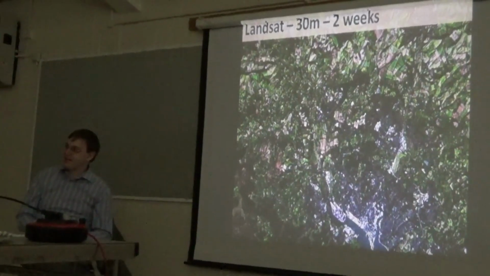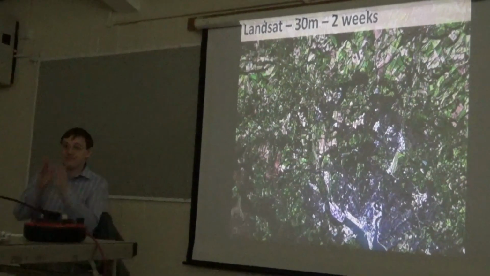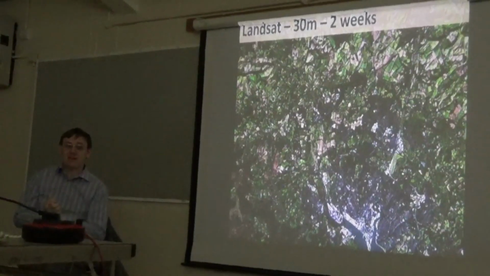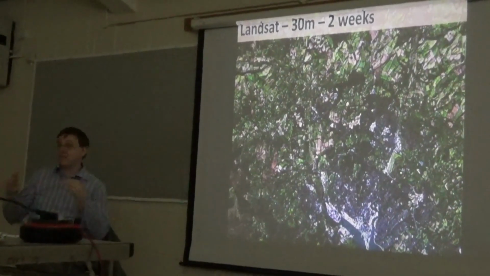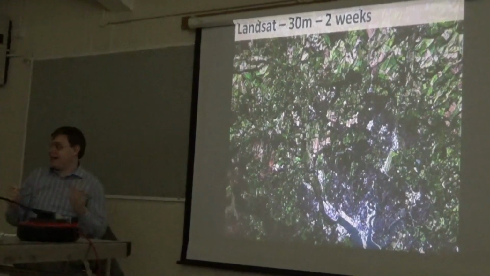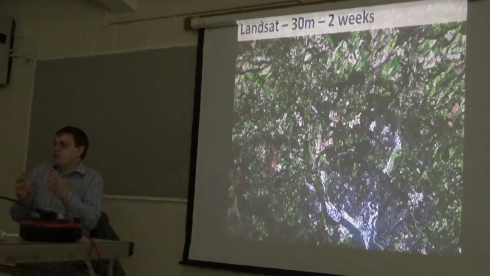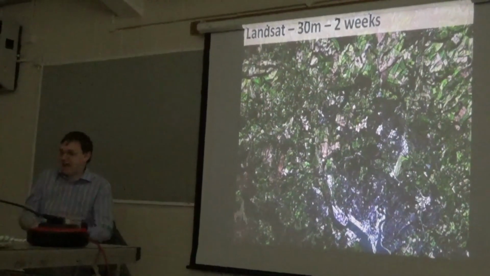That means that every pixel in the image, so each one of these little squares that the image is made up of, covers an area of 30 by 30 metres on the ground. And it's kind of an average, really, of what you can see in that kind of area.